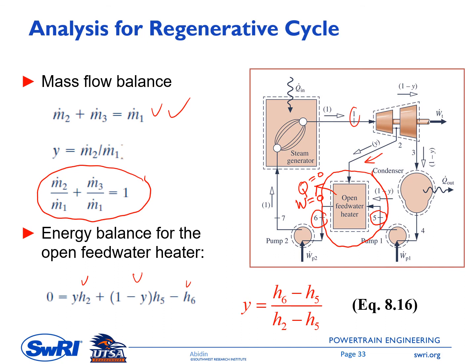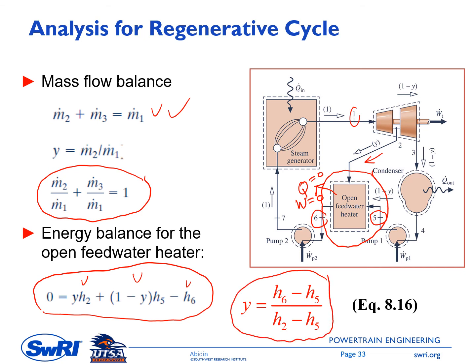If you manipulate this formula slightly, you will get the formula for y shown in equation 8.6. So y equals h6 minus h5 over h2 minus h5.